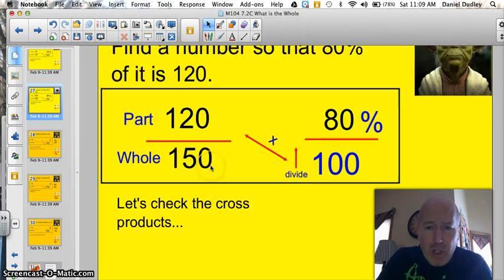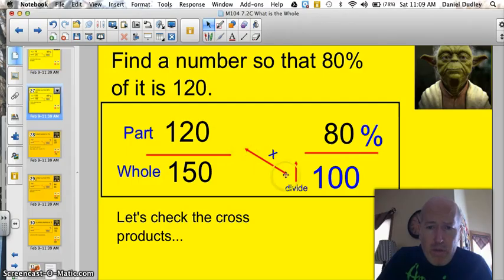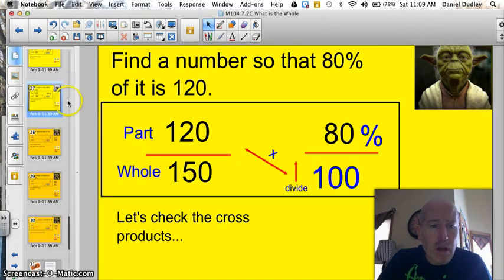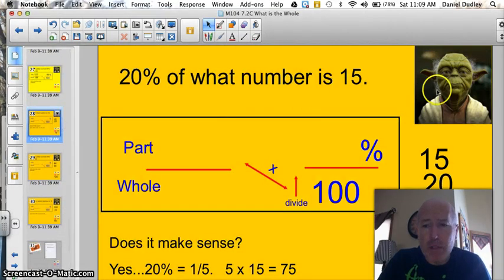The ratios look right, but this was 12,000, correct? So let's just multiply the other cross product and make sure that works. 150 times 80 equals 12,000. Beautiful, my answer is right. All right, time for you to try some. Yoda, what advice do you have? Use the box and the Jedi you will be. All right, go for it.